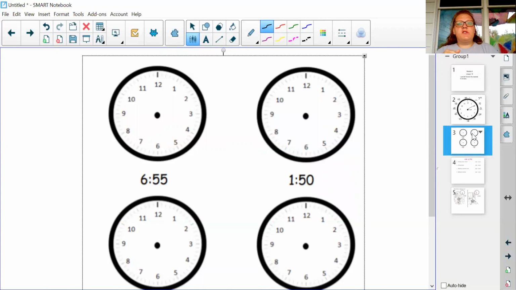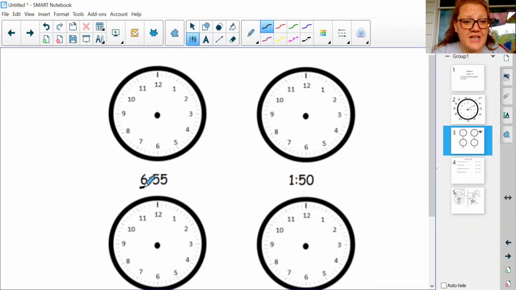So let's go ahead. We're going to do some more of making times. So remember, start at 0 and just count by 5. So 5, 10, 15, 20, 25, 30, 35, 40, 45, 50, 55, then back up to 0. So I want to make 6:55. So we know that the first number is our hour and second number is our minutes. So let's go ahead and make this color coded. We'll do hour in red and we'll do minutes in green. And we'll do that for everyone, okay?